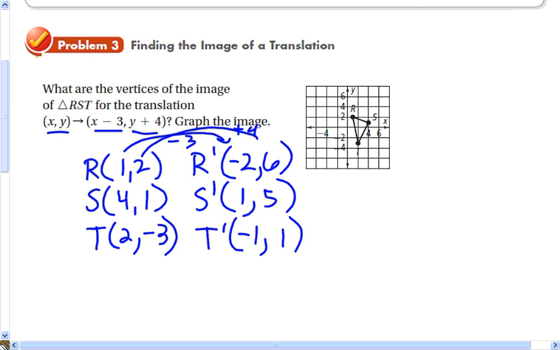And then we can just draw that in there using those coordinates. So we have a point here for the image of T, and you can label that, a point right there for the image of S, and a point right here for the image of R, and our new triangle looks like that.